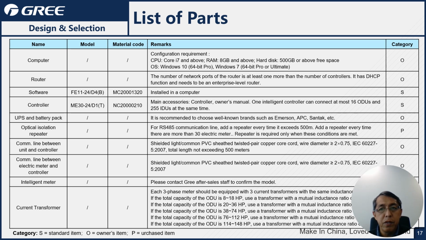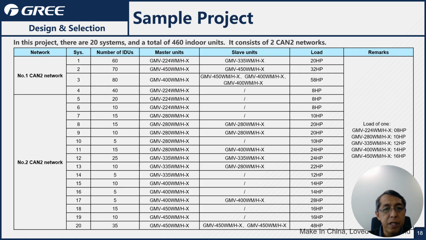So make sure when you are doing sizing for the current transformer, you follow those guidelines. In this project, there are 20 systems and a total of 460 indoor units. It can consist of two CAN2 networks.